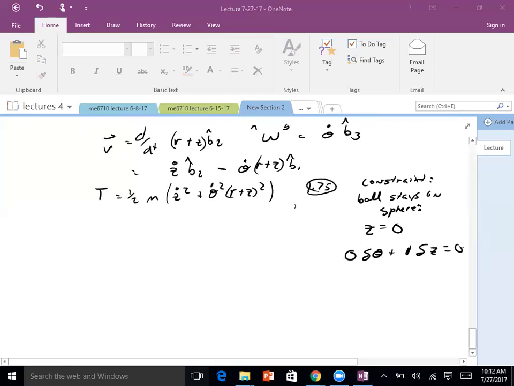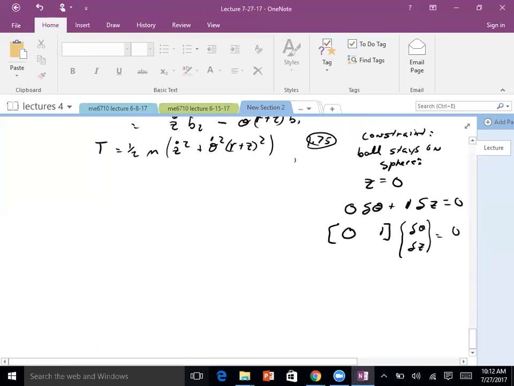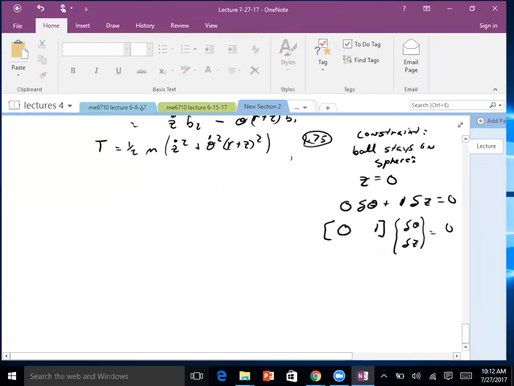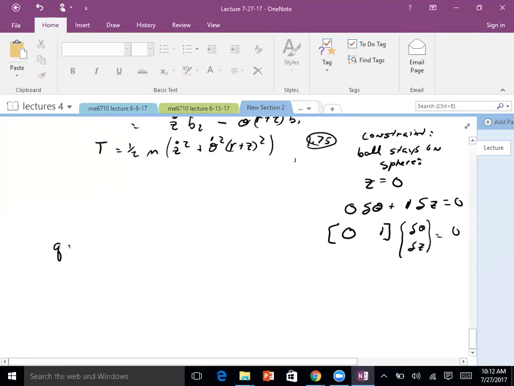And then I can write my matrix out. So it's 0 and 1. This looks just like the last problem, really. Virtual theta, virtual z equals 0. Now I'm ready to do my terms. So I've got q equals theta and q equals z.